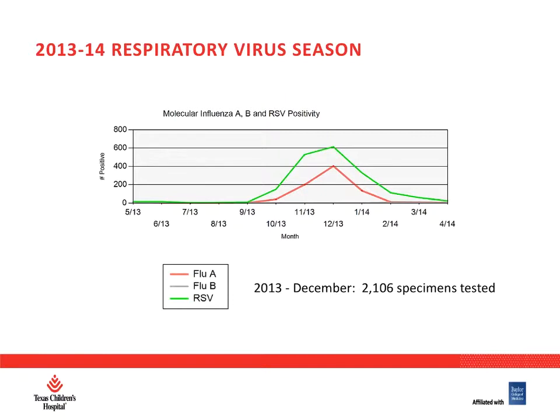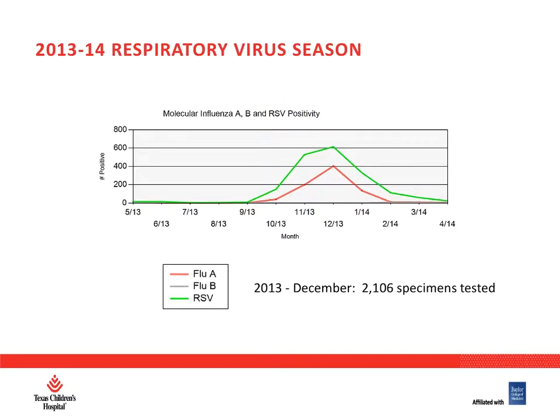So I mentioned the 2013 and 14 winter season. And what you can see here on the x-axis is the month of the year, and on the y-axis are the number of positive tests. The green here is RSV, and the red is flu A. So you can see that during this particular respiratory season, we had influenza A and RSV peaking about the same time in December of 2013.